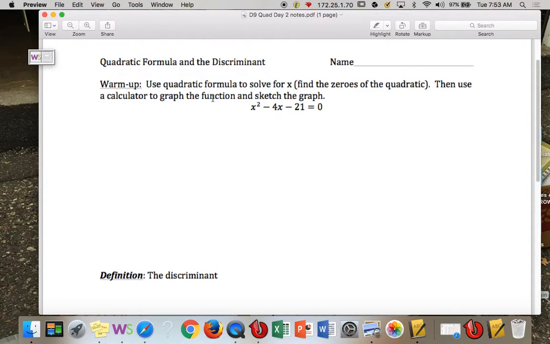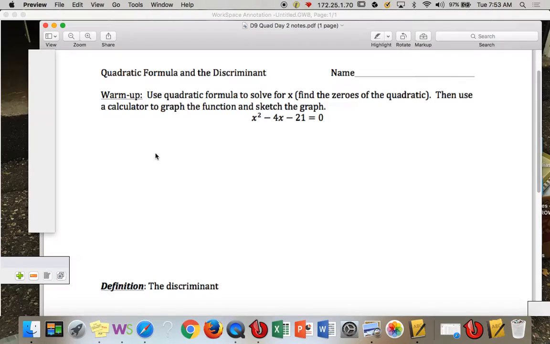For the warm-up, we're going to use the quadratic formula to solve for x. In other words, we're going to find the zeros of the quadratic. We're also going to use a graphing calculator to graph the function and sketch the graph. So let's take a look at our quadratic right here. It's a quadratic because x squared is the highest power. There's 0 on one side.